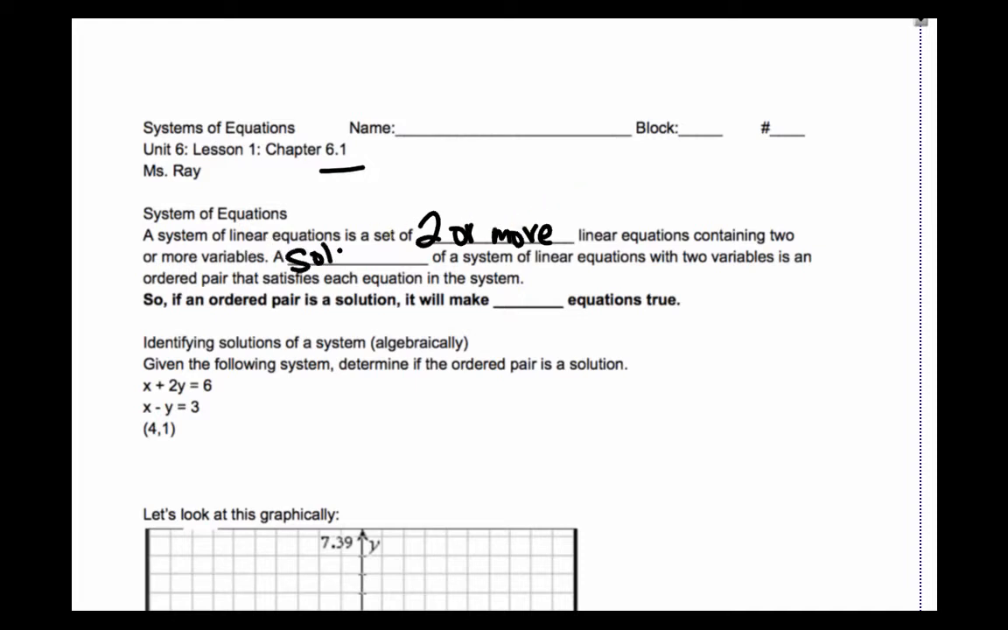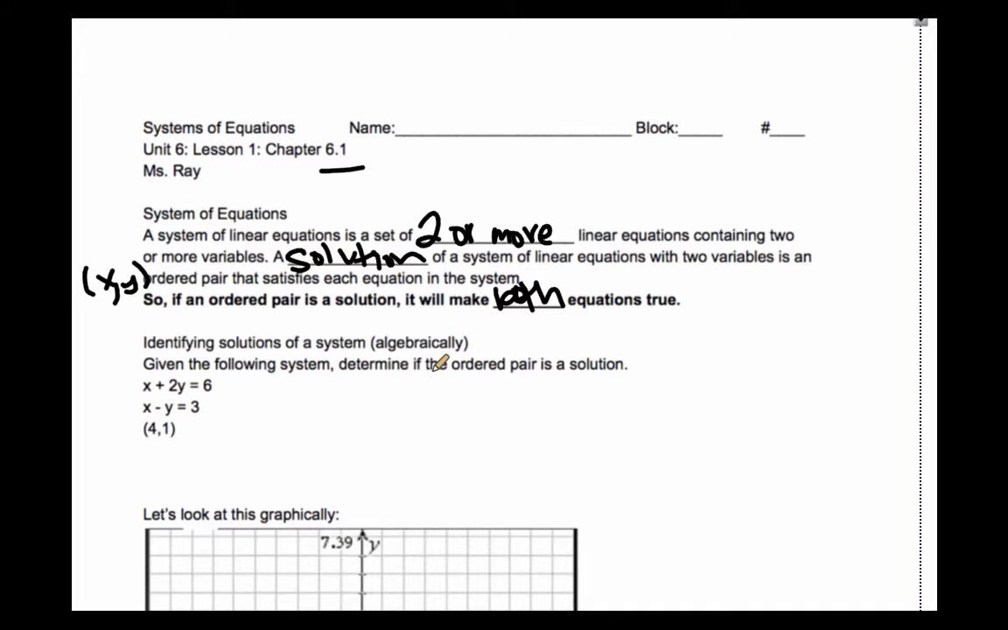A solution of a system of linear equations with two variables is an ordered pair. What's an ordered pair? An ordered pair is x comma y that satisfies each equation in the system. So the ordered pair has to work for both equations. If an ordered pair is a solution, it will make both equations true. We are only going to be dealing with systems where there are two equations and two variables. You don't have to worry about more than that.